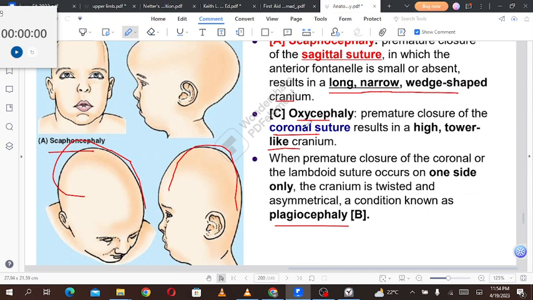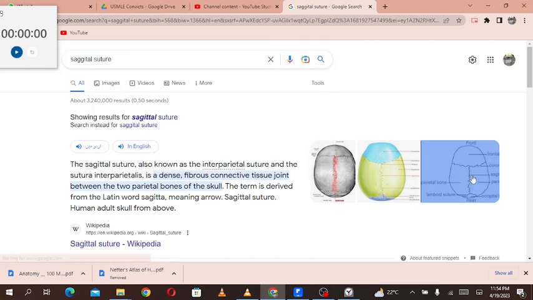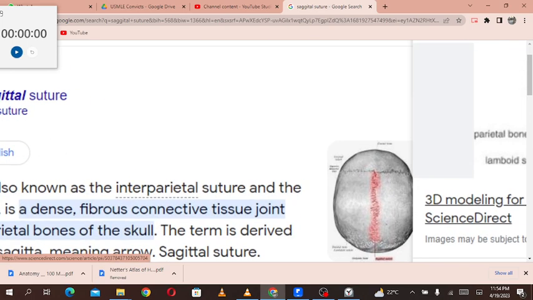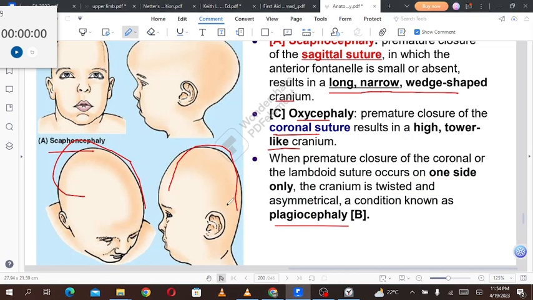Secondly, we are going to talk about oxycephaly. What is the coronal suture? This is the coronal suture, like these are sutures. This one is the sagittal suture, going backwards. If the coronal suture is closed prematurely, the head starts moving upwards. Because the head has to grow, if the suture that was here is closed, an upward or elongated tower-like cranium will be formed.